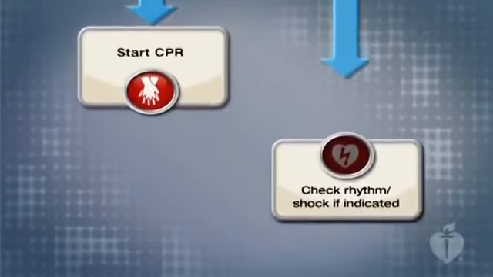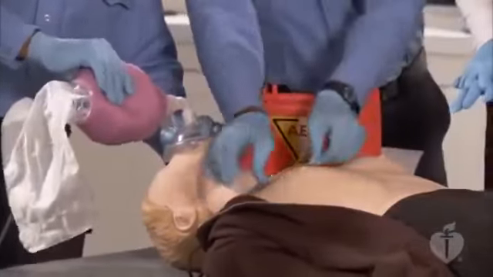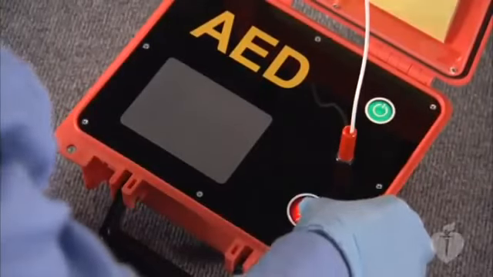Step 4, defibrillation. As soon as possible, attach an AED or defibrillator, and if indicated, deliver a shock.